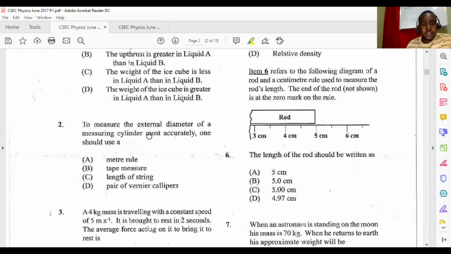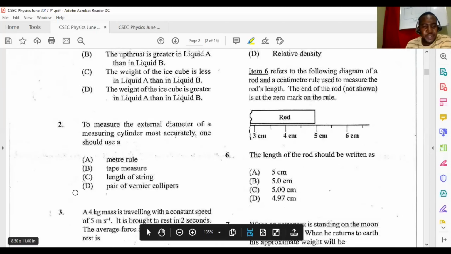To measure the external diameter of a measuring cylinder most accurately, one should use a meter rule, tape measure, length of a string, or a pair of vernier calipers. A pair of vernier calipers, great.